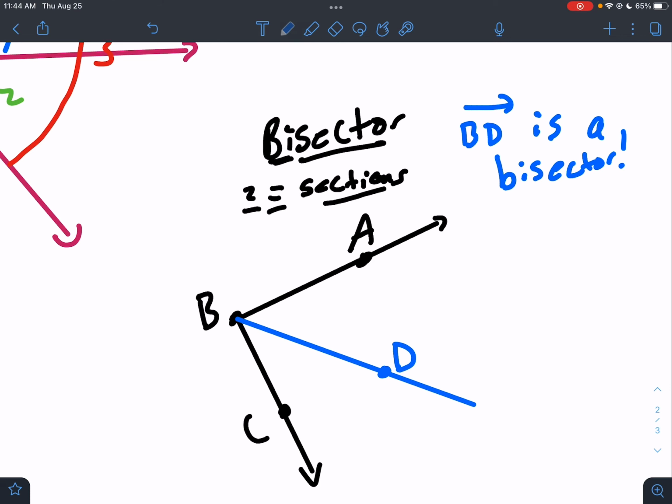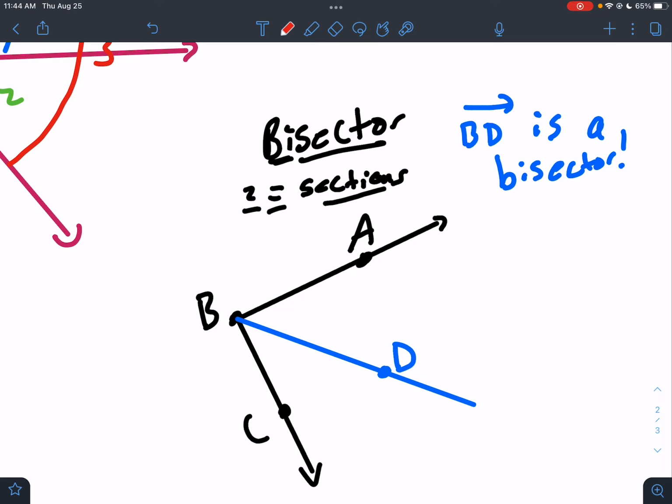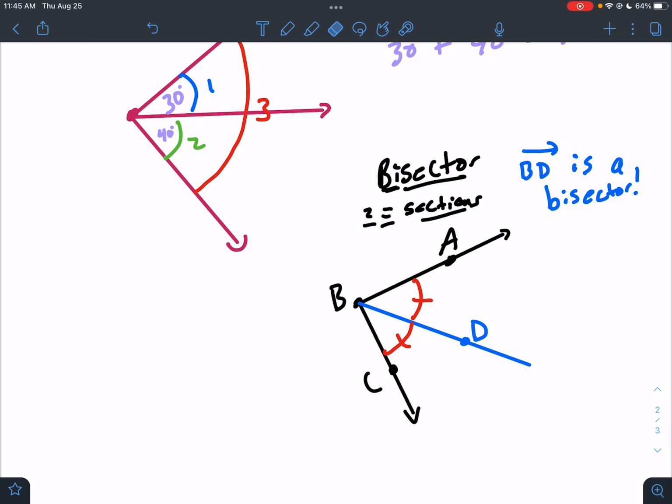what does that mean? It means it cuts the angle, cuts the big angle, angle ABC, into two smaller equal angles. So in this case, we would know, like, if this was 20 degrees, that this is also 20 degrees. I'm just making numbers up, but they'd have to be the same size. Hopefully we're feeling pretty good about that.